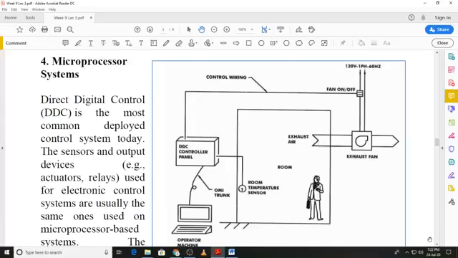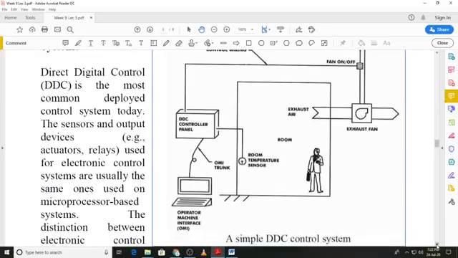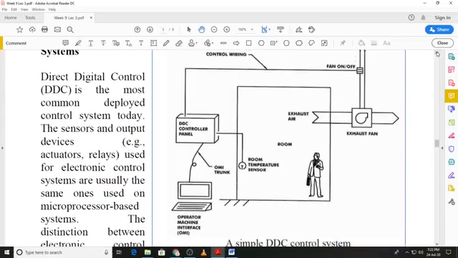Next we come to microprocessor systems, and the most commonly used control system in modern day applications is the direct digital control or DDC system, and it requires microprocessors, as the name implies, for handling various inputs and generating a number of outputs, which can then control several different devices at the same time. And we again have a block diagram over here of a DDC control system.